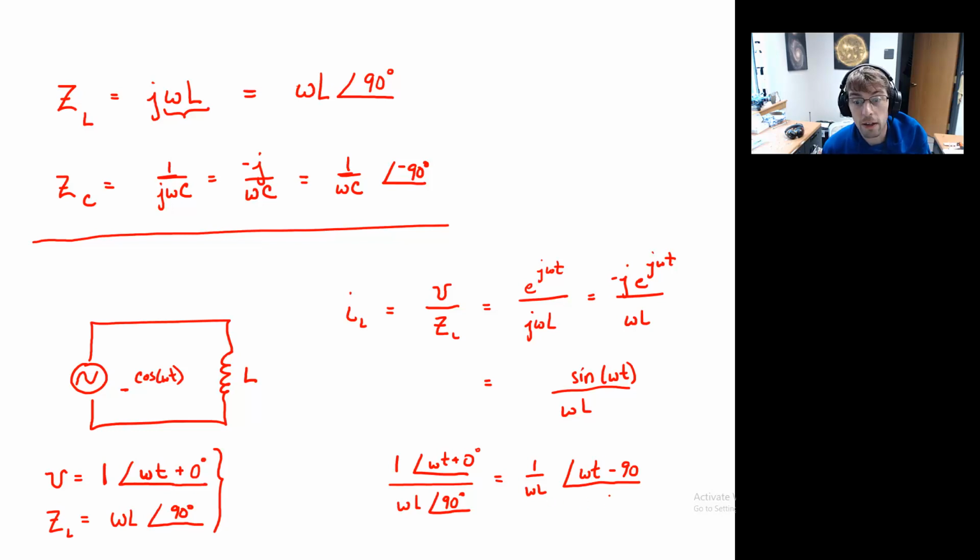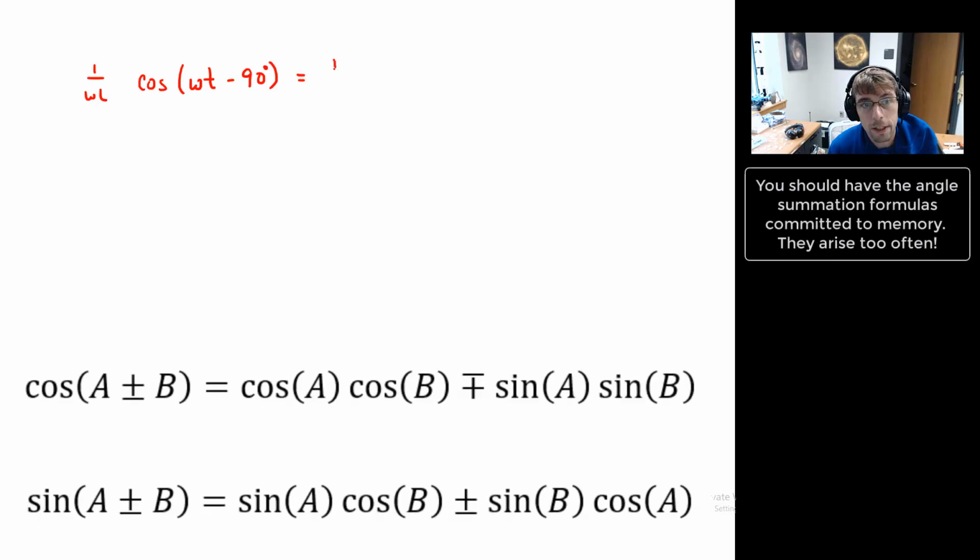In fact, how do we see that? Well, let's go ahead. We have 1 over omega L. We don't touch that. And don't forget that this angle is with respect to the real axis. So we could put cosine of omega t minus 90 degrees. And then we use our angle summation formula. This would be, say, cosine of omega t, cosine of 90 degrees. And you definitely need to have these angle summations memorized. Sine of omega t, sine of 90.